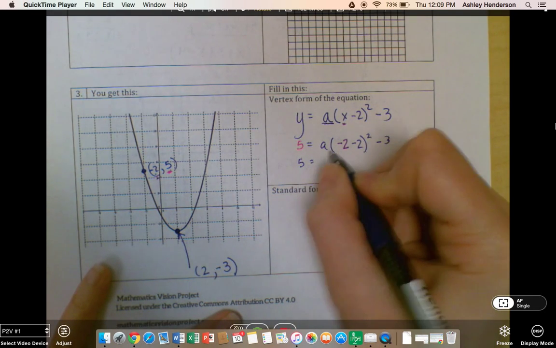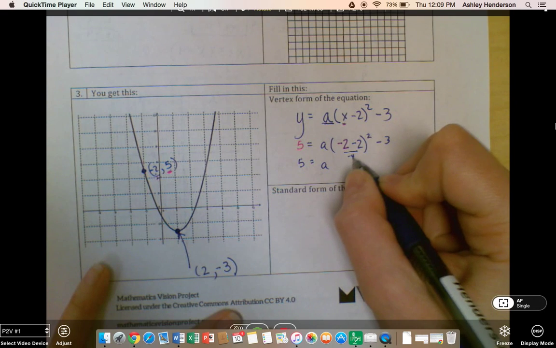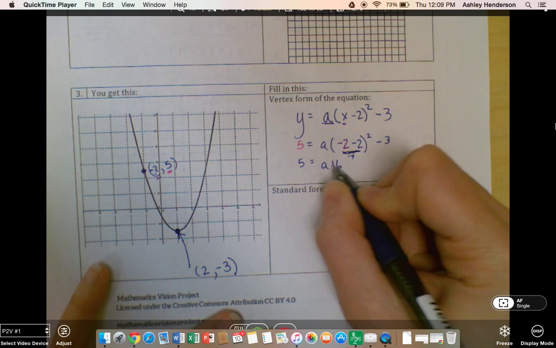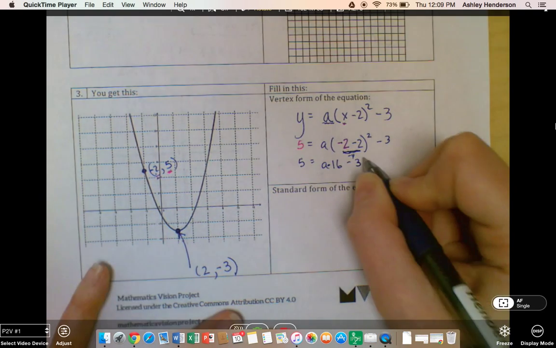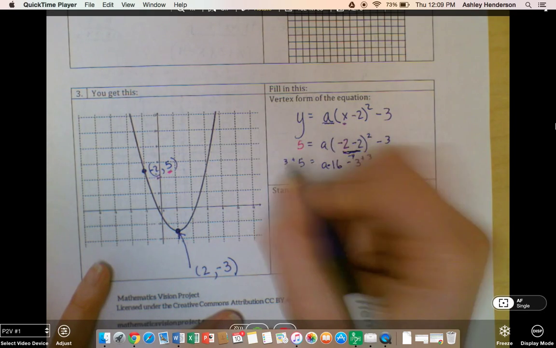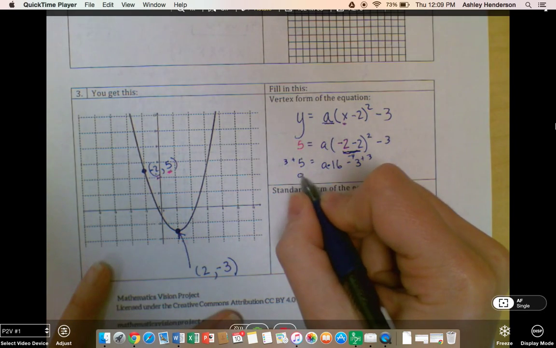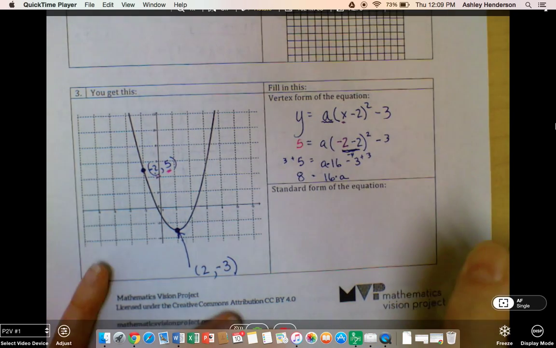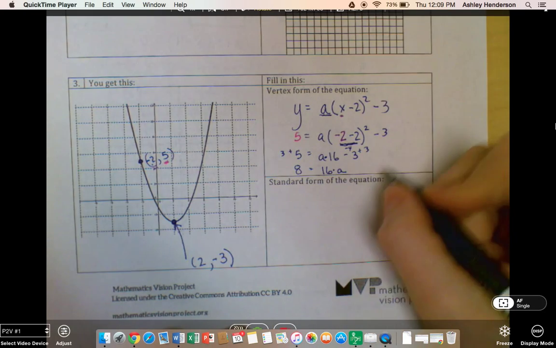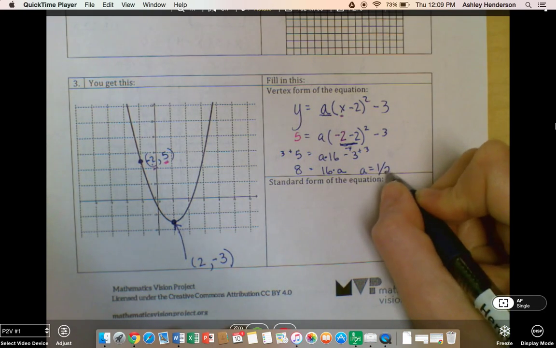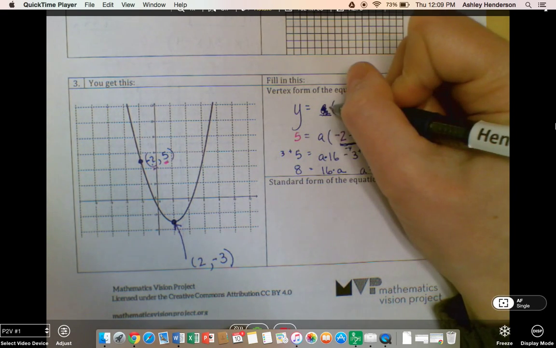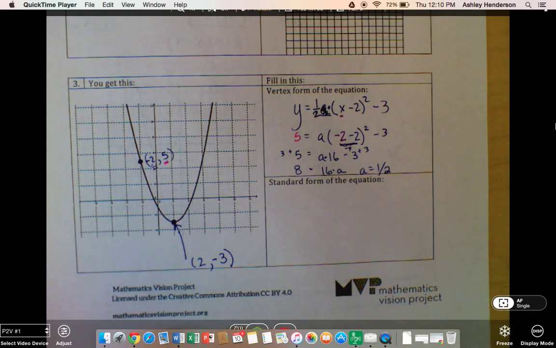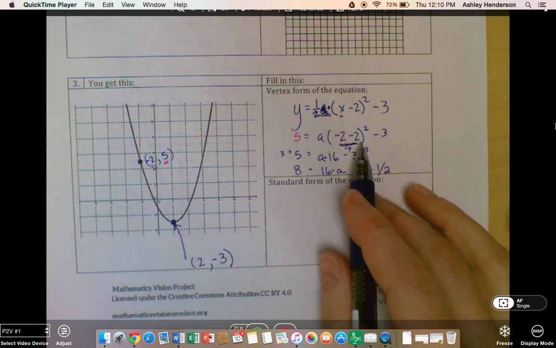So 5 equals a. This becomes negative 4 when you work through it all. Negative 4 squared is 16, minus 3. So we add our 3 over. And now we've got 8 equals, we're going to rewrite this as 16 times a, so it looks a little bit more friendly. And when I divide 16 out, I get a equals 1/2. So I could come back up here and say that it's times 1/2. So I've got my vertex form.